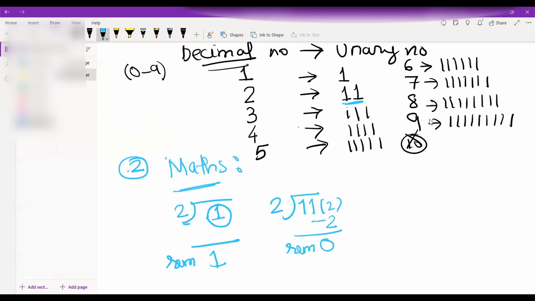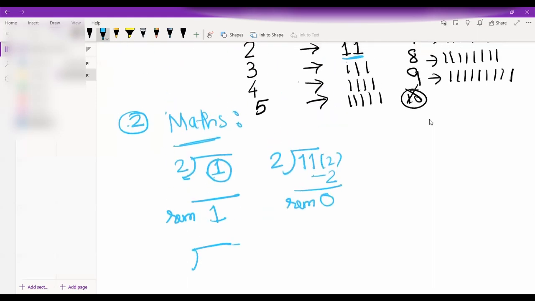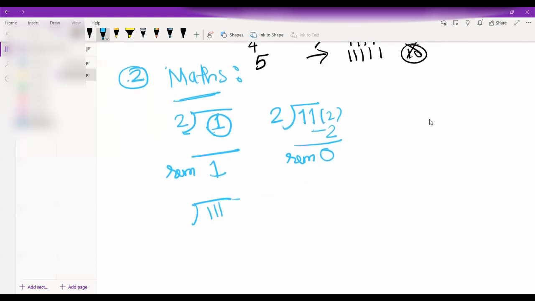Now we will consider the next number. We have considered number 1 and number 2. Now we are going to consider number 3. What is number 3 in the unary number system? This is number 3, the triple occurrence of your bit, that is 1. That is your symbol. When we divide 3 by 2, what kind of remainder are we getting? We are getting remainder 1.